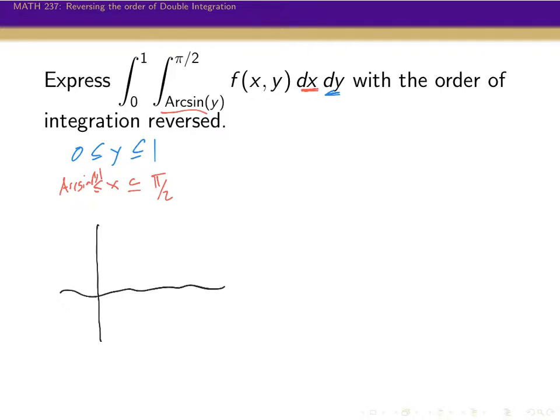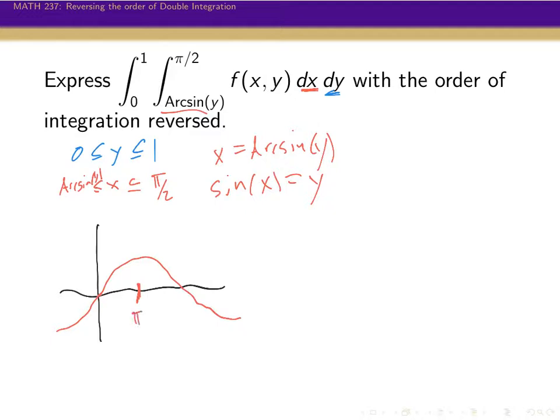Okay, so x equals arc sine of y. I have trouble picturing that in my head, so I think I'm just going to invert it right now. So this is the same thing as sine of x equaling y. That I can draw. So sine looks like this. And then it has x going to pi over 2. So pi over 2 is right here. That's x equals pi over 2.